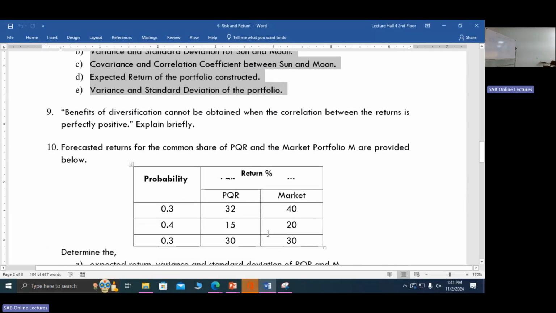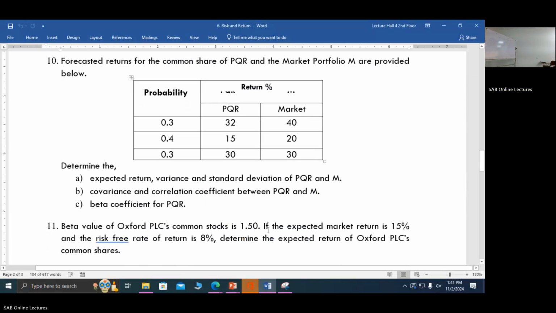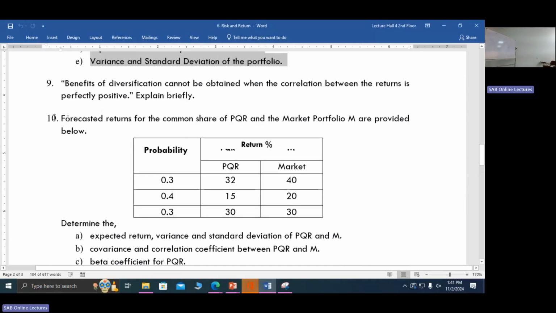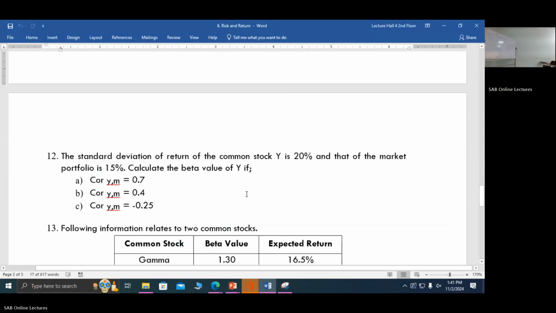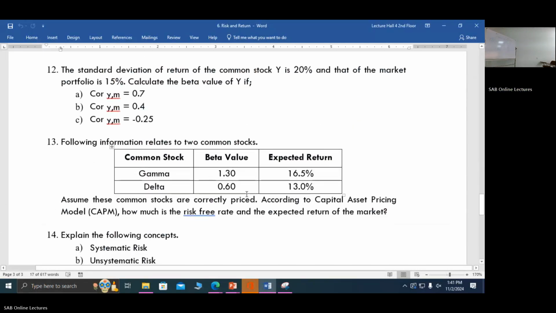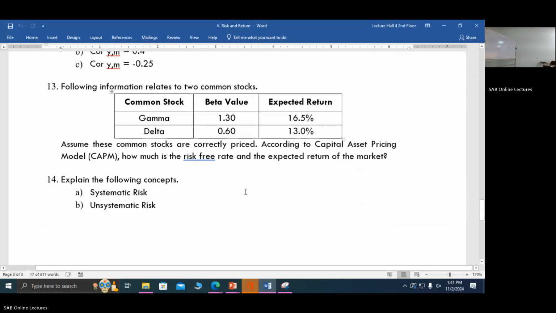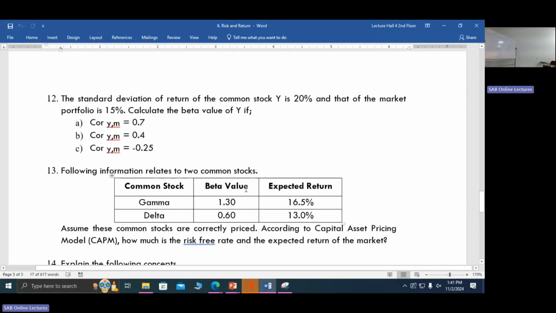This one, and question number 10. This is related to the beta. Right. And question number 30.